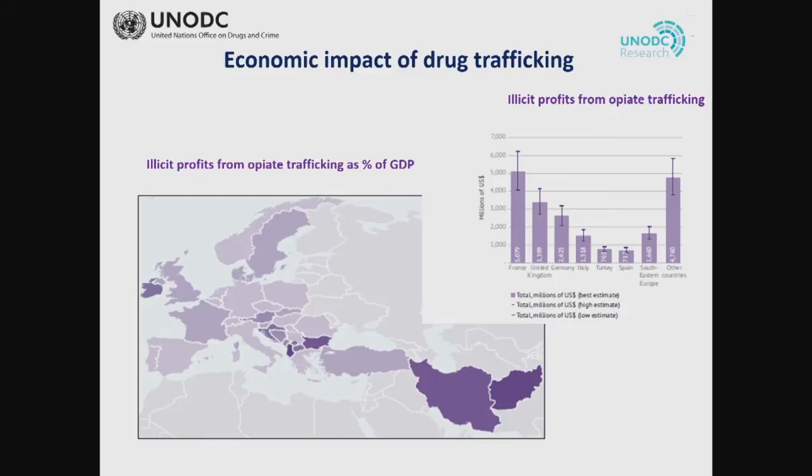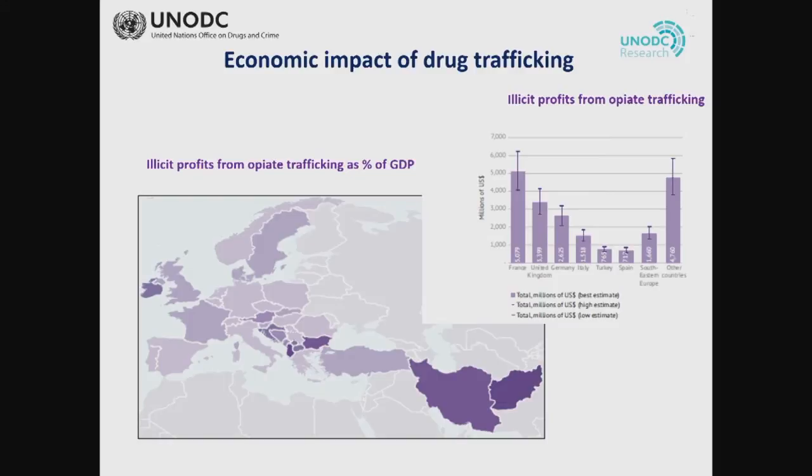And where is most money made? Most money is made, as you can see in the bars there, where there are the biggest consumer markets: France, United Kingdom, Germany, Italy. So that's where most of the money is made. That's where the benefits of the traffickers are made.